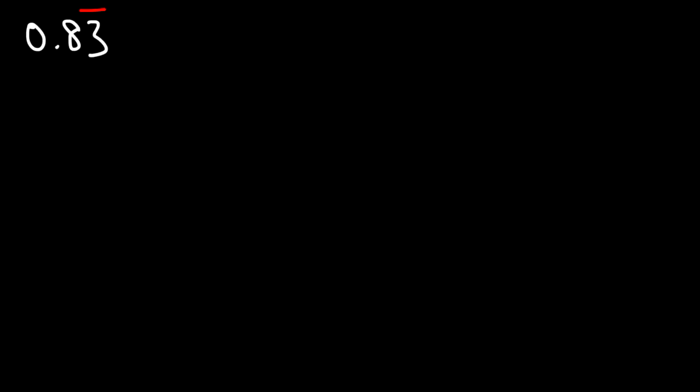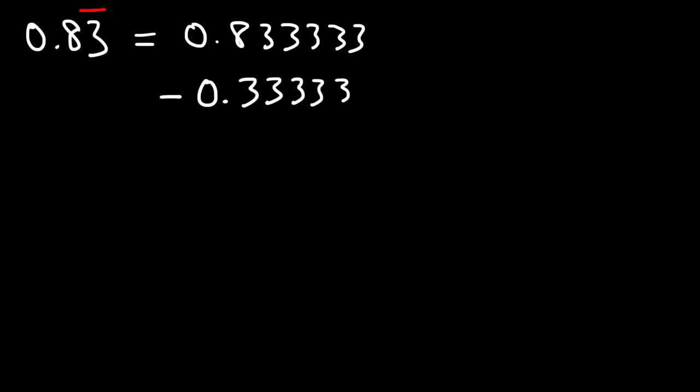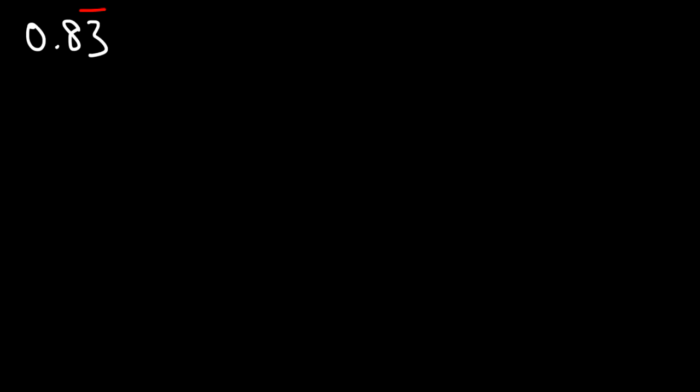What do you think? So if I were to expand it, I have 0.833333, and it continues forever. So the 3 is the repeating part, the 8 is not. So what you want to do is start with this number and subtract it by the repeating part, which is 0.333333. And so you're going to get 0.5. Thus, we could represent 0.83 repeating as being 0.5 plus 0.3 repeating.